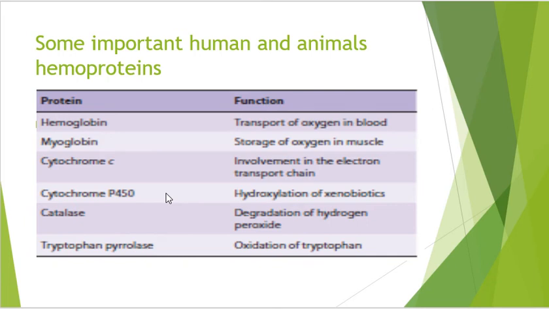While cytochrome C is associated with the inner membrane of the mitochondria. It is an essential component of the electron transport chain, capable of oxidation and reduction. While catalase is an important enzyme, you study it very well in the topic of enzyme biochemistry. It is involved in the degradation of hydrogen peroxide, converting it into a less toxic product. While tryptophan pyrrolase, also called tryptophan oxygenase, is involved in the oxidation of tryptophan.